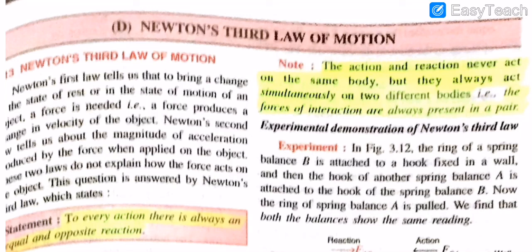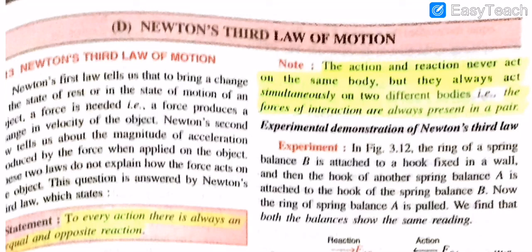And Newton's second law tells us about the magnitude of acceleration produced by force when applied on the object. Now the question is that these 2 laws do not explain how force acts on the object. This is answered by Newton's third law, which states, to every action there is always an equal and opposite reaction, which gives the object the position that it is supposed to be in.